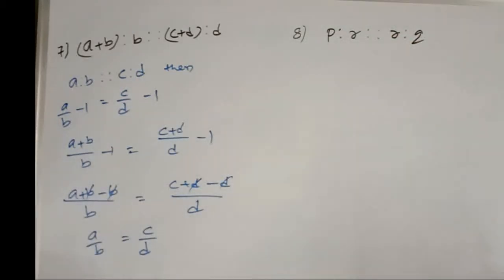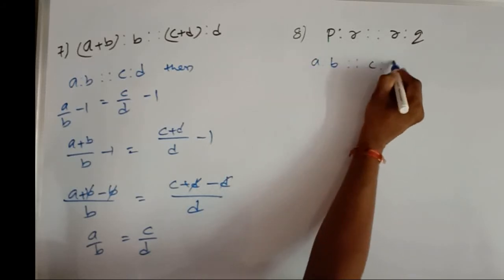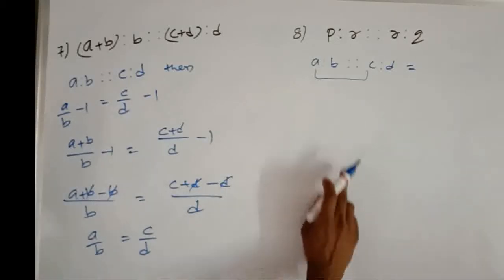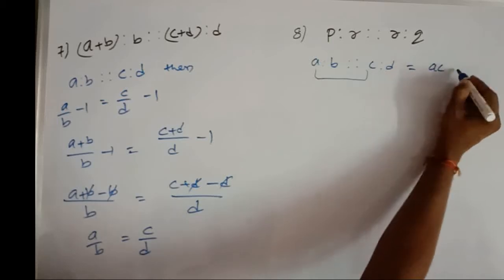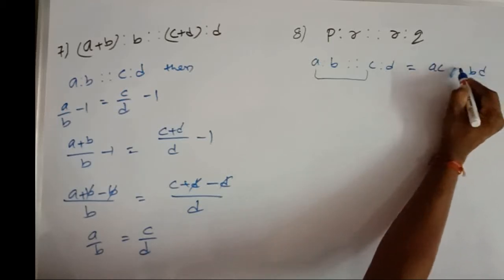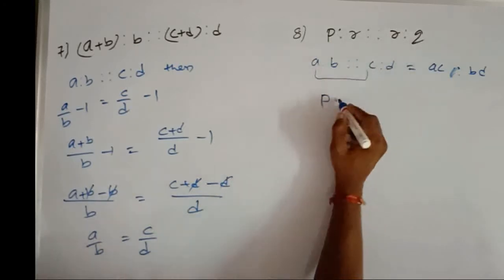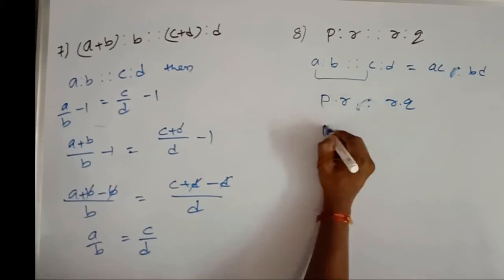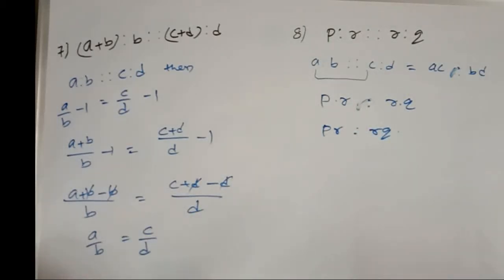For the compound ratio, if it is of the form a is to b such that c is to d, I already said we have to multiply the antecedents and multiply the consequents. That means AC is to BD. Now here A is P, C is R, so P into R is equal to R into Q. That is the ratio, PR is to RQ. This is the compound ratio of P is to R such that R is to Q.